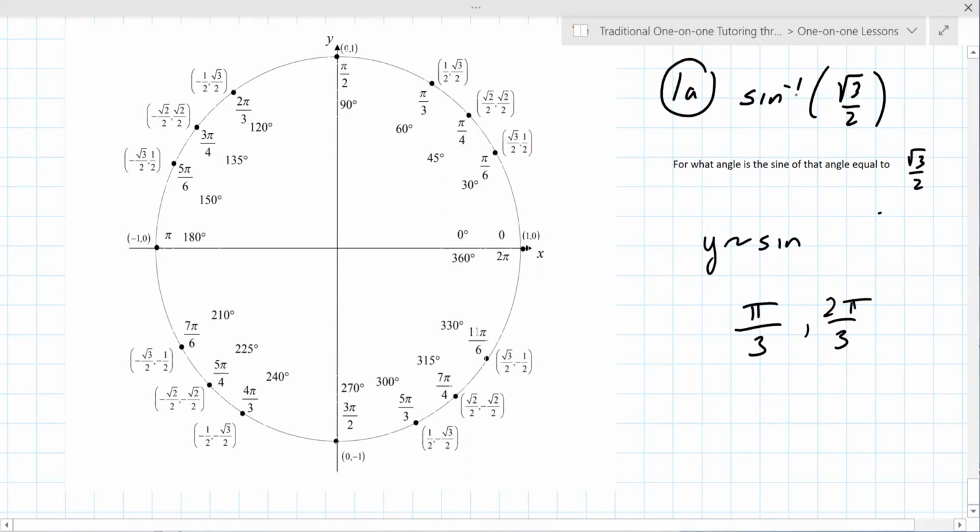So arc sine is only defined, and this is on page 4 of that reference sheet, and this gets more confusing, from minus pi over 2 to pi over 2. So which of these angles falls in there? Well, pi over 3 does, because 2 pi over 3 is over here. So that one is no good. And this is your answer.